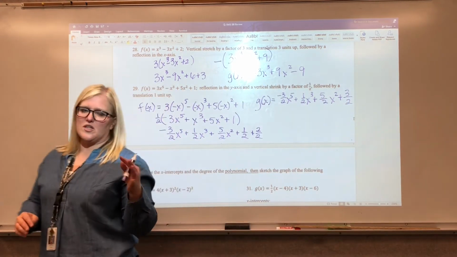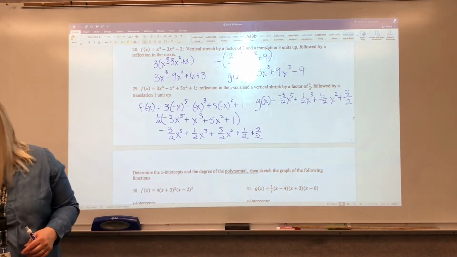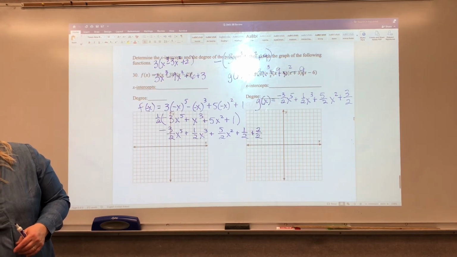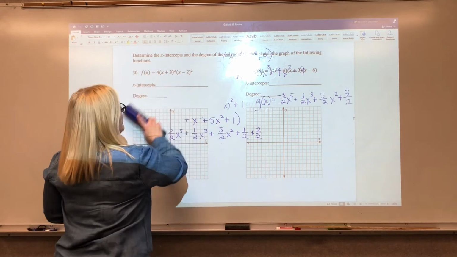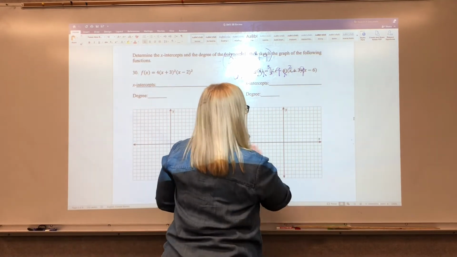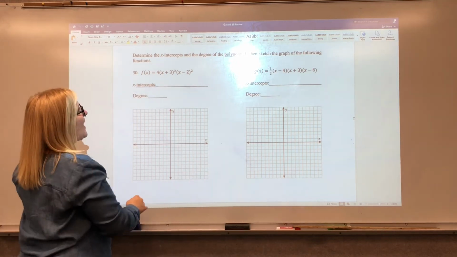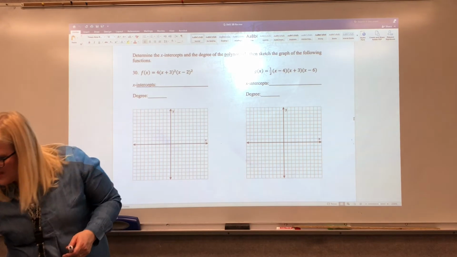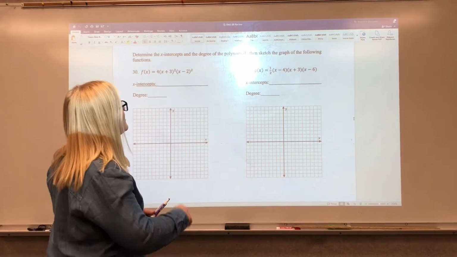So those last two are a little trickier. We have 3 different things going on. Okay, the last 2. All right, determine the x-intercepts and the degree of the polynomial. Then sketch the graph of the following functions.